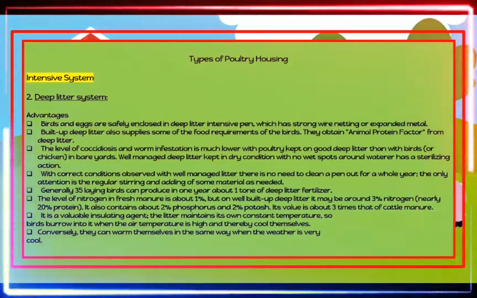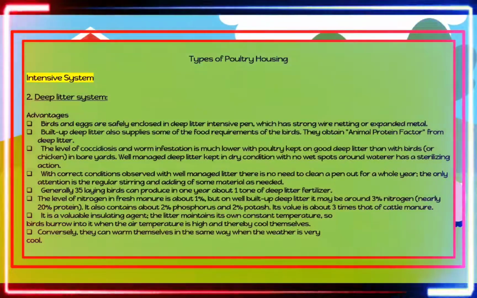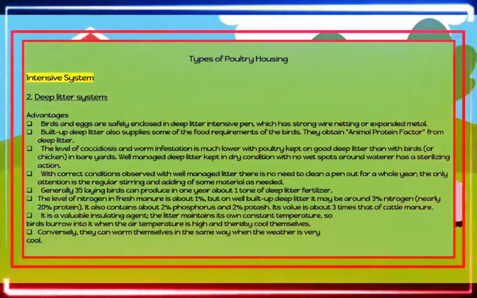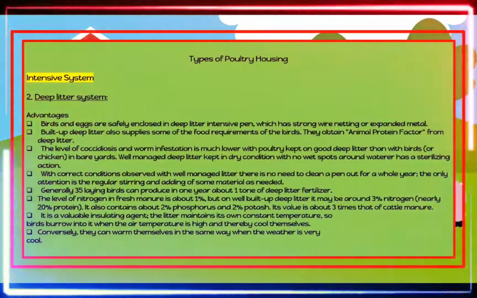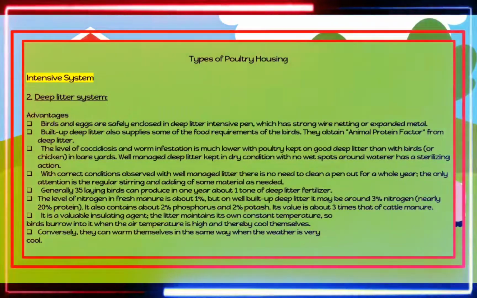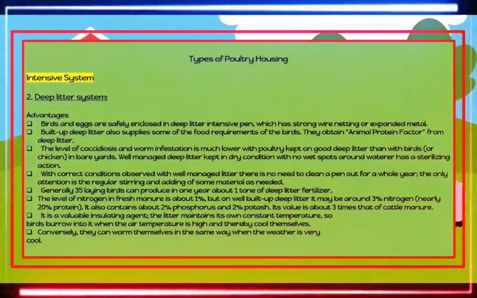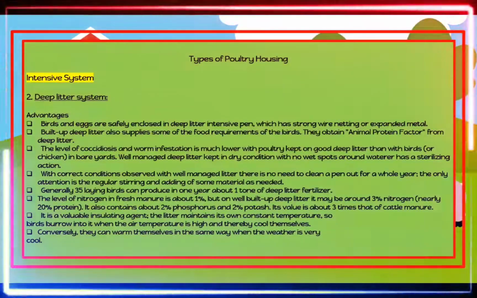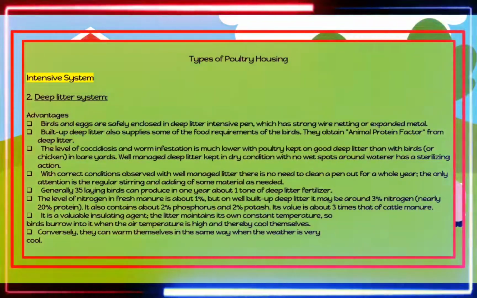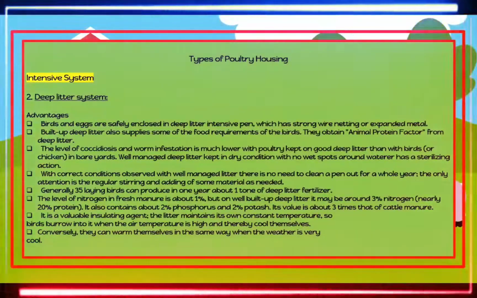3, the level of coccidiosis and worm infestation is much lower with poultry kept on good deep litter than with birds in bare yards. Well-managed deep litter kept in dry condition, with no wet spots around water, has a sterilizing action. 4, with correct conditions observed with well-managed litter, there is no need to clean a pen out for a whole year. The only attention is the regular turning and adding of some materials as needed.